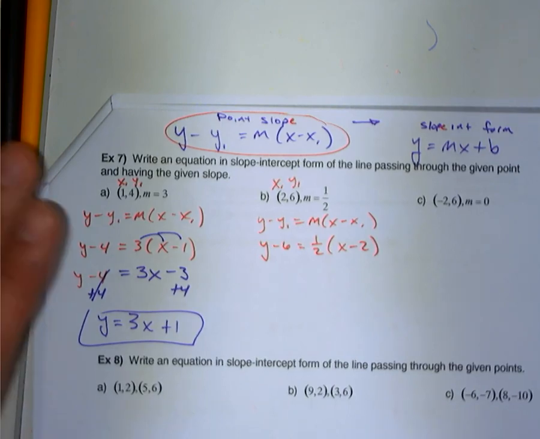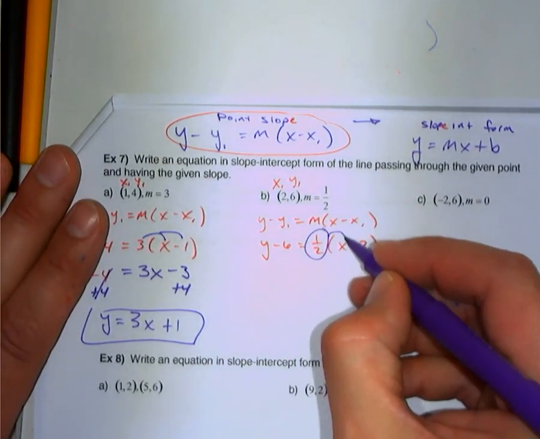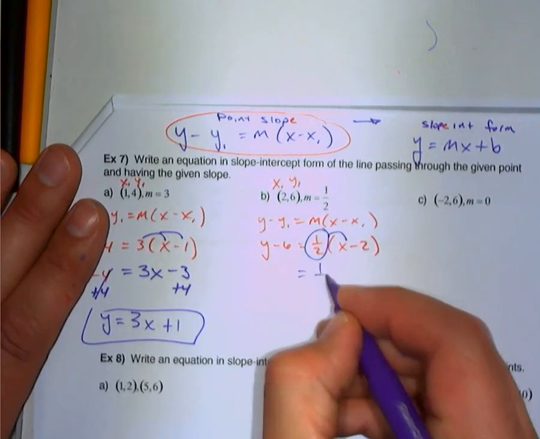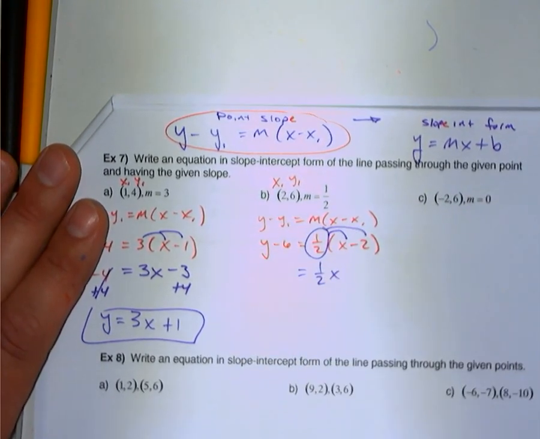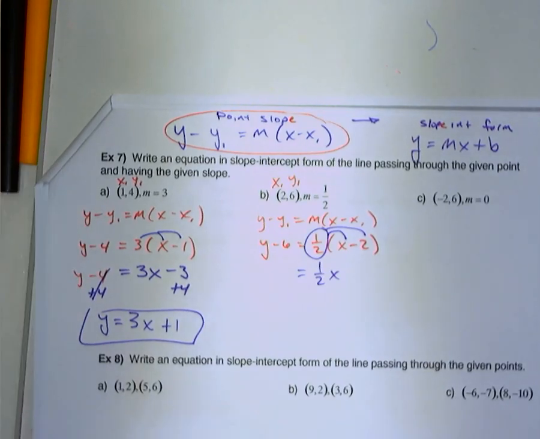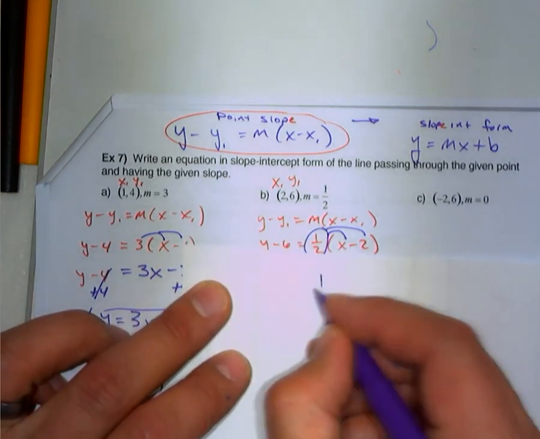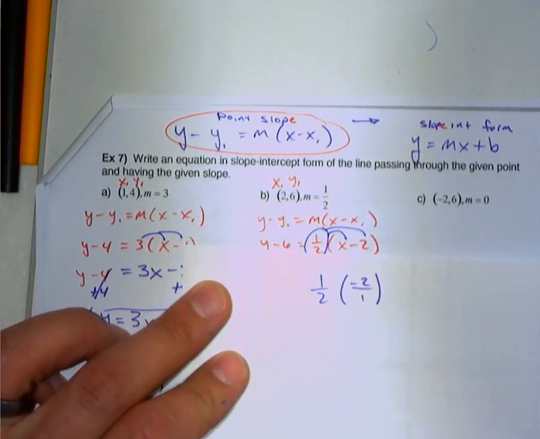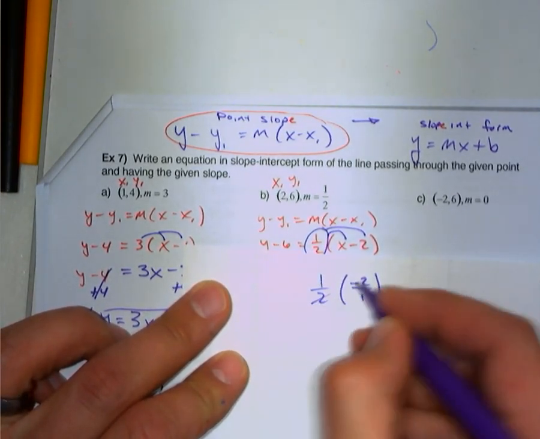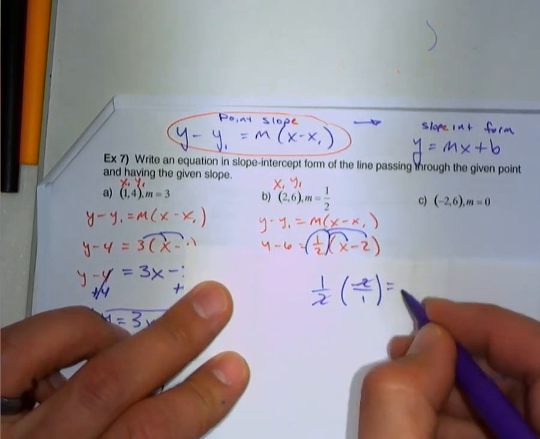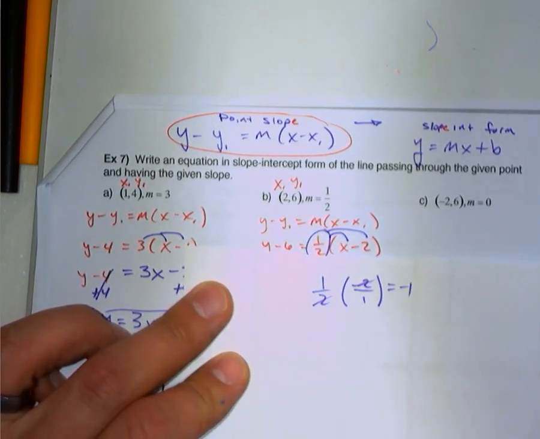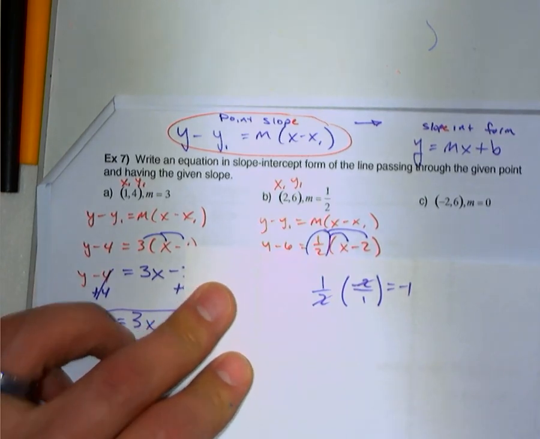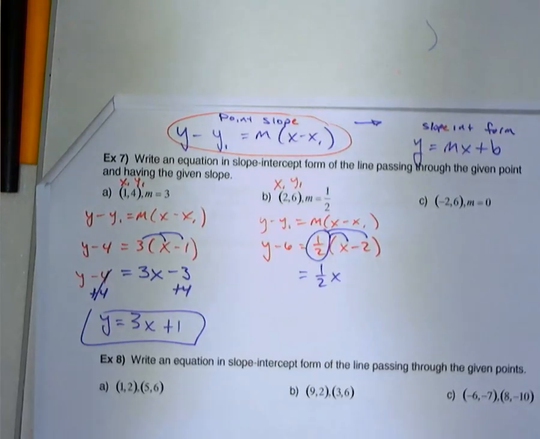Step 1, distribute. 1/2 times x is 1/2 x. What is 1/2 times negative 2? If you need to, go off to the side and do 1/2 times negative 2. Think of that as negative 2 over 1. These guys cancel. You get 1 times negative 1 is negative 1 over 1, which is negative 1. Half of negative 2 is negative 1.